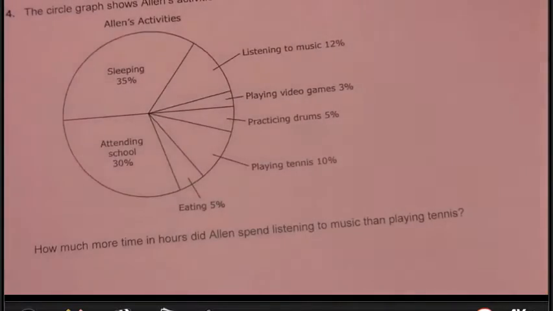All right. Number 4. Let me grab. There we go. Sorry. All right, number 4.